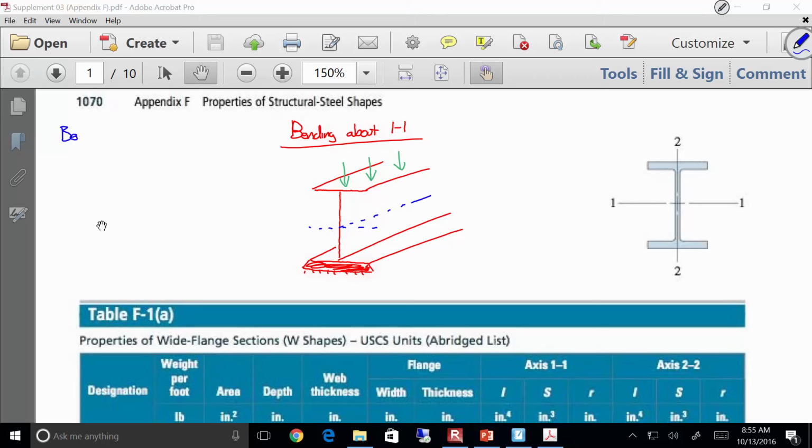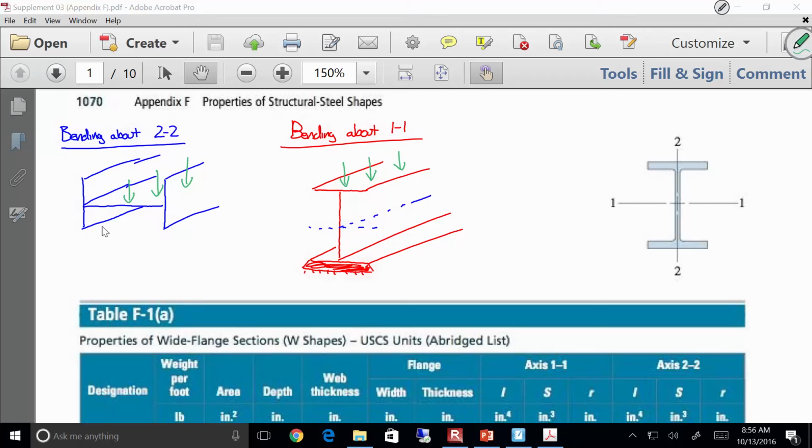Bending, I should have planned this out and switched them over. Bending about 2-2 would be more like this. Would be something like this, and then the load being applied like that. I-beams are much more flimsy in that direction than they are in this direction.